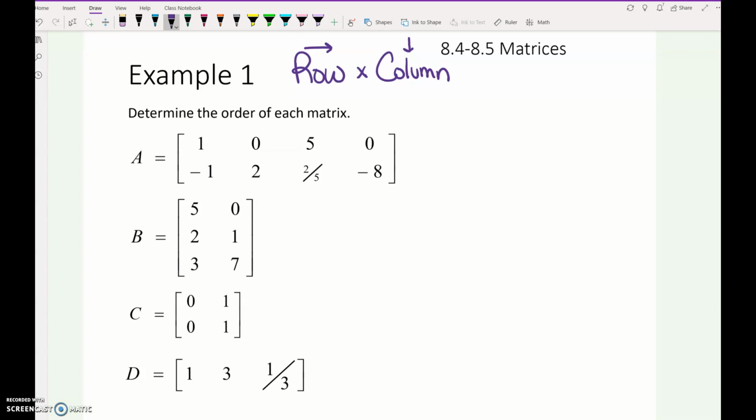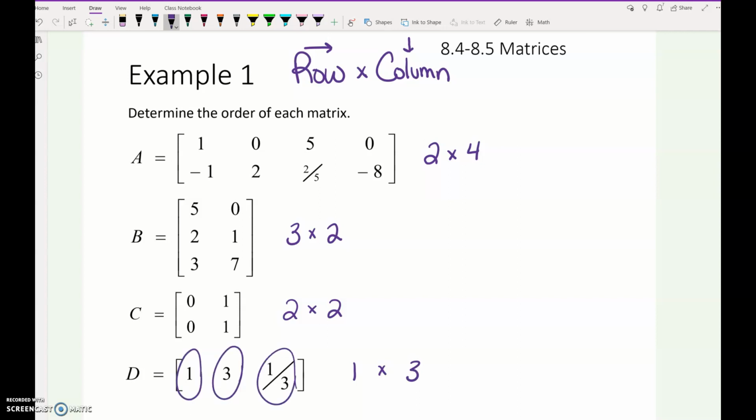So A, how many rows does A have? 2 rows by how many columns? 4 columns. It is a 2 by 4 matrix. How about B? 3 by 2 matrix. What about C? 2 by 2. And D? 1 by 3. It's a little weird when there's only 1 row, but there are 3 numbers, so that's 3 columns. Okay, so order of the matrix, super easy.